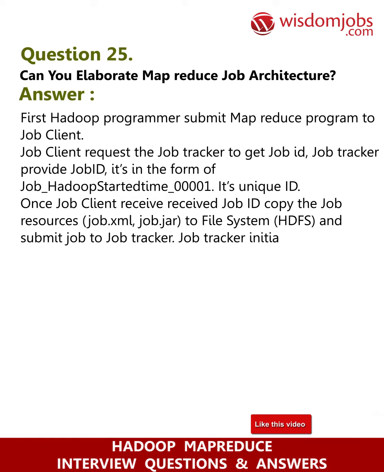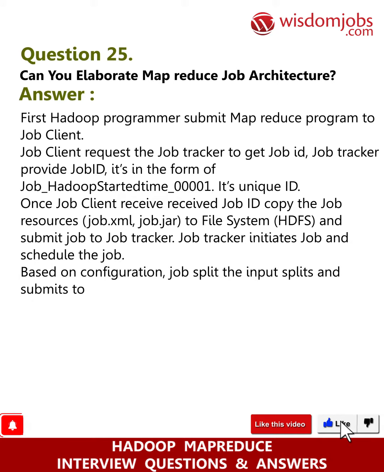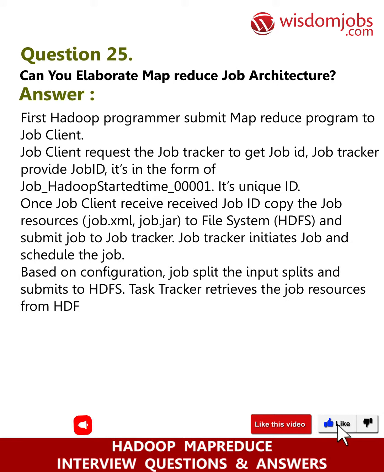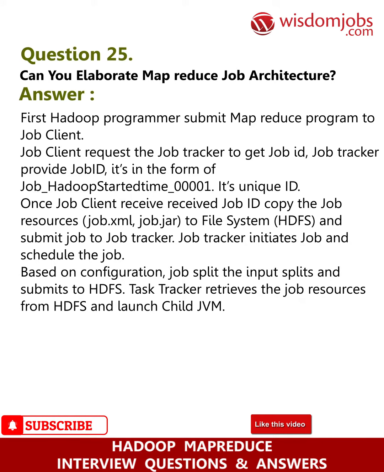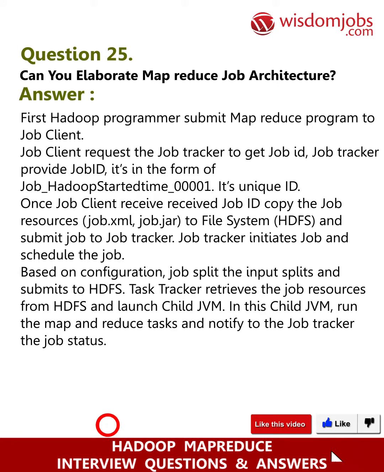The job tracker initiates the job and schedules it based on configuration. The job splits the input into input splits and submits them to HDFS. The task tracker retrieves the job resources from HDFS and launches a child JVM. In this child JVM, it runs the map and reduce tasks and notifies the job tracker of the job status.